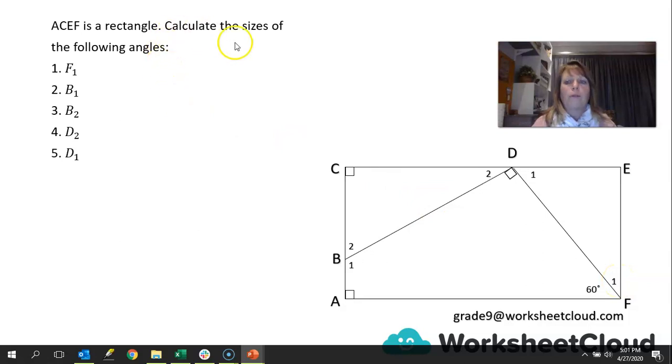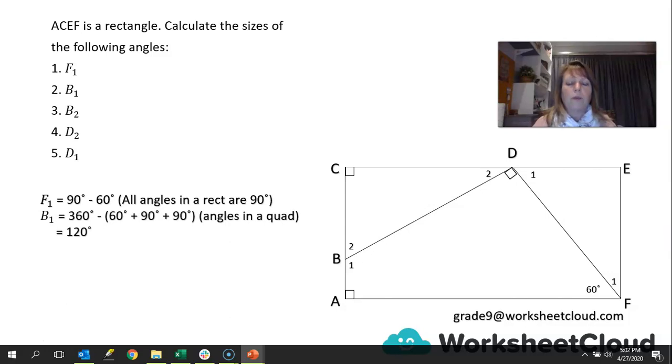Okay, now we have to calculate the sizes of these angles, and they are found in our rectangle. So let's start. The first one we're asked to calculate is F1. We need to locate F1. Here it is down here. Okay, we know that the whole of F is equal to 90 degrees. So F1 must be 90 minus 60. And our reasoning is because all angles in a rectangle are 90 degrees. Okay, the answer to that would be 30 degrees.